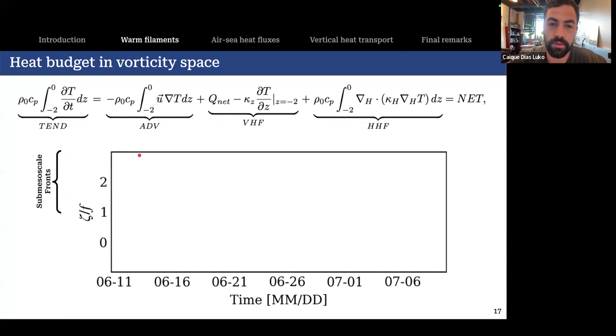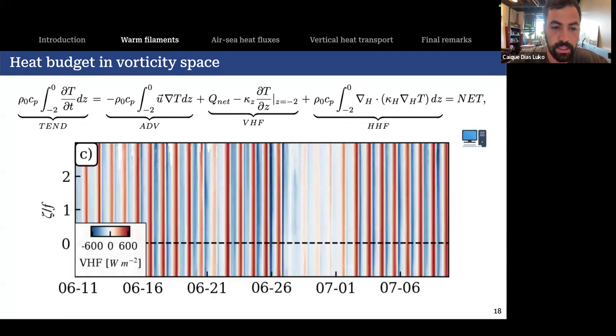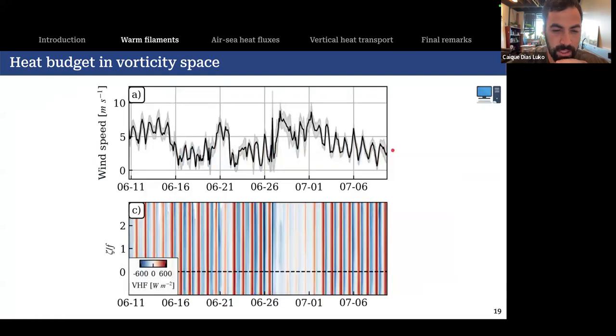And so, starting with the VHF term, what we actually see is a very constant vertical heat flux, diurnal warming and cooling across all vorticities. So this rules out the process by Amala and Gualtiero, where they had more effective cooling for the fronts where we have a shallower mixed layer. Yeah, we see a very constant vertical heat flux across vorticity space, and we have some variability in time. And this is explained by the wind speed.